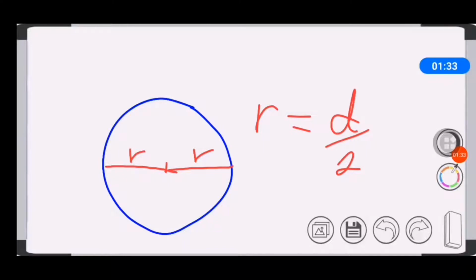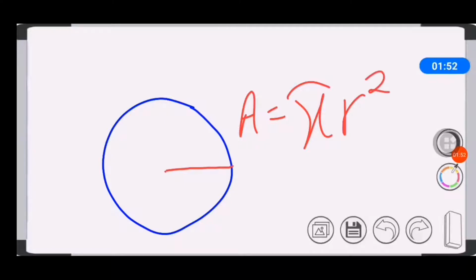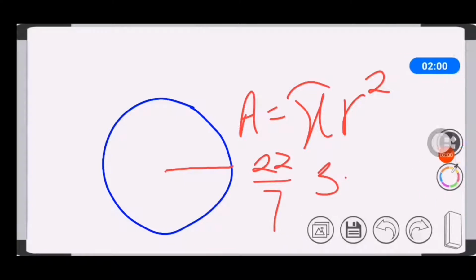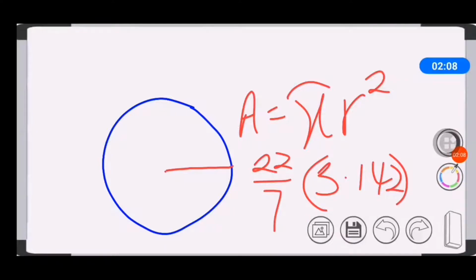Got it? Great. Now to find the area of the circle, we need to know the radius of the circle. So the area of the circle is pi multiplied by the radius squared. Right, so this is the formula. Pi in math can be 22 over 7 or 3.142. You can use any of the numbers. You can use 3.142, or you can work using 22 over 7, which is also correct.